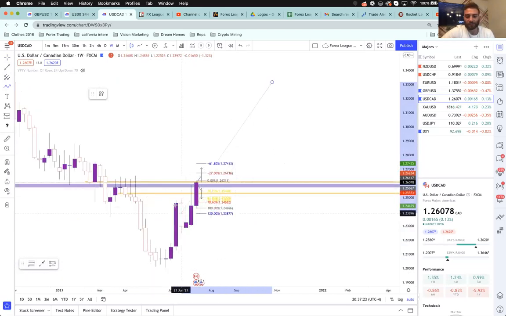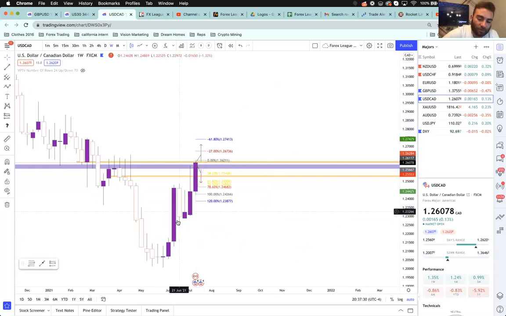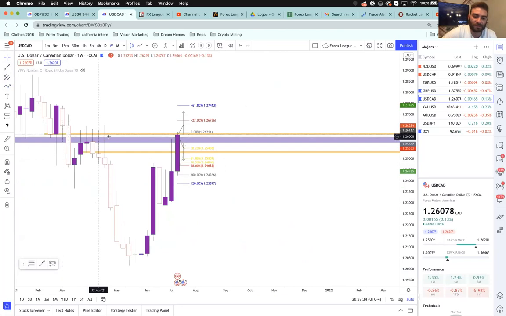We came down, we actually broke resistance right here. So this is in a kind of reversal pattern now. And last week ended very bullish going with that dollar strength. But I still have this marked as a weekly resistance level. We'll see, right now it's just very bullish.